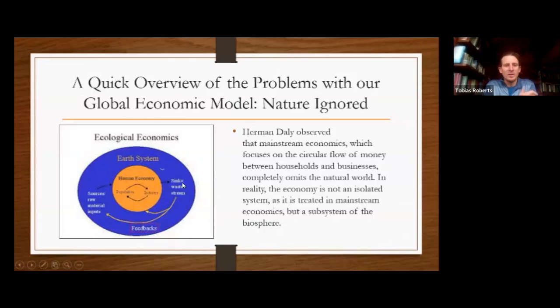So we need to understand that economy happens within a larger Earth system. Herman Daly said that mainstream economics, which only focuses on the circular flow of money between households and businesses, completely omits the natural world. And that's psychotic. I mean, we have to understand that we live on, one of the terms that people use is spaceship Earth. We share this home. There is a limited amount of resources, a limited amount of materials. There's also limits to how much waste we can create.